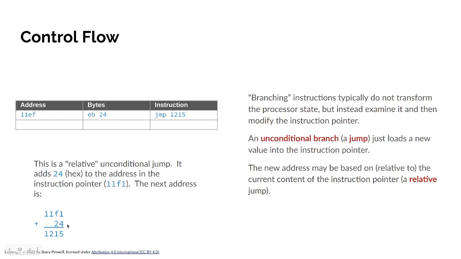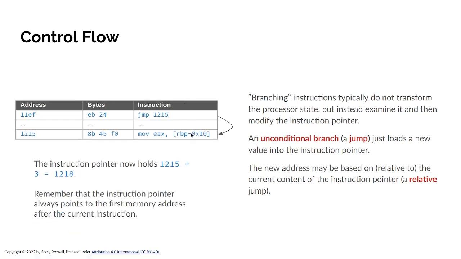So 11F1 plus 24. We can do that math pretty easily. 1 plus 4 is 5. F plus 2 is, right, F goes 10, 11, so it's 1. Carry the 1, which is 2, 12, 15. So this actually lets us specify this address as an offset. I point this out. It'll become important later on. And so that's what we do. This instruction jumps to a new address, and we begin executing at that new address.